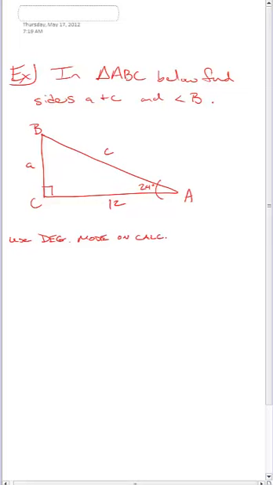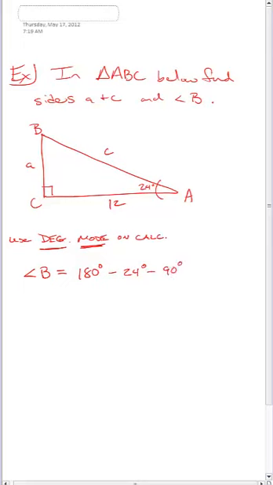The first thing you should do is make sure your calculator is in degree mode. If your calculator is not in degree mode, this won't work out correctly. In order to find one of the sides here, or actually we can start with finding angle B. Angle B should be equal to 180 degrees, because that's the sum of the angles of a triangle, minus the 24 degrees minus the 90 degrees.